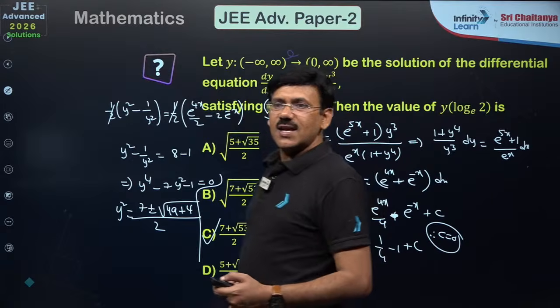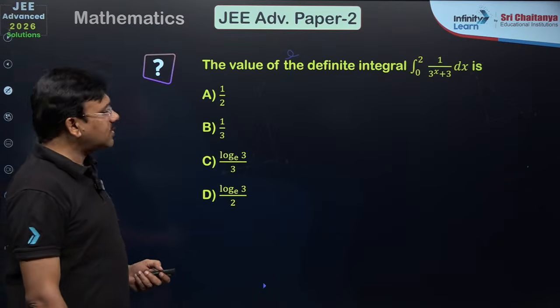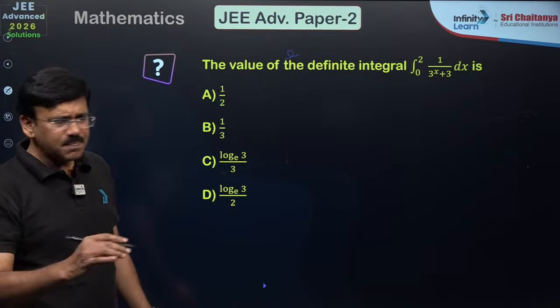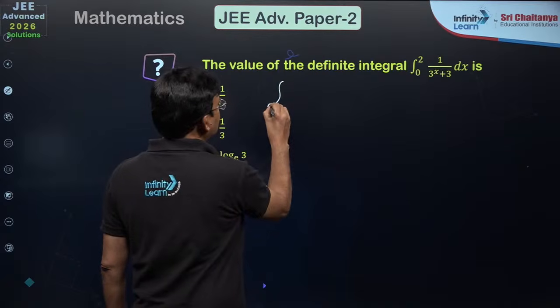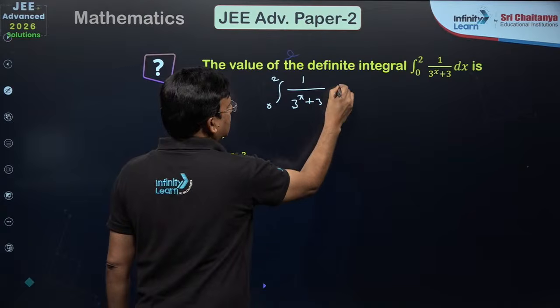Can't I say that this is a JEE Mains level question? Yes. Next, you see the fourth question, the value of the definite integral from 0 to 2. It's a simple question. So integral 0 to 2, 1 by (3^x + 3) dx.